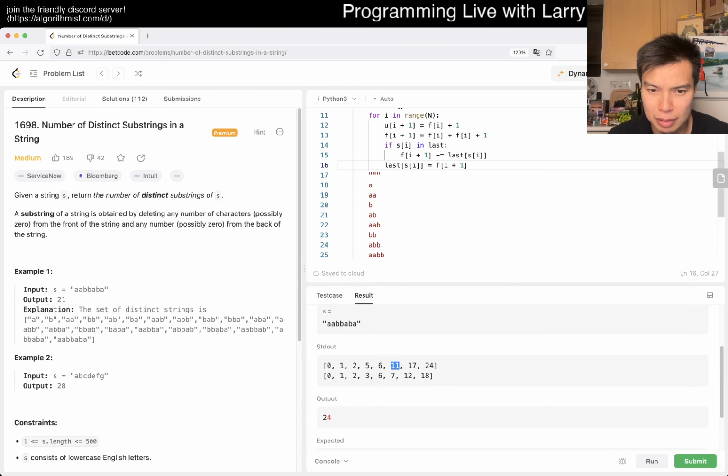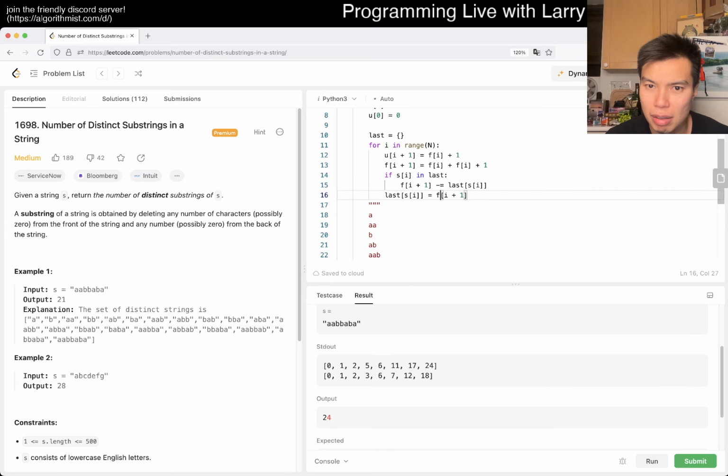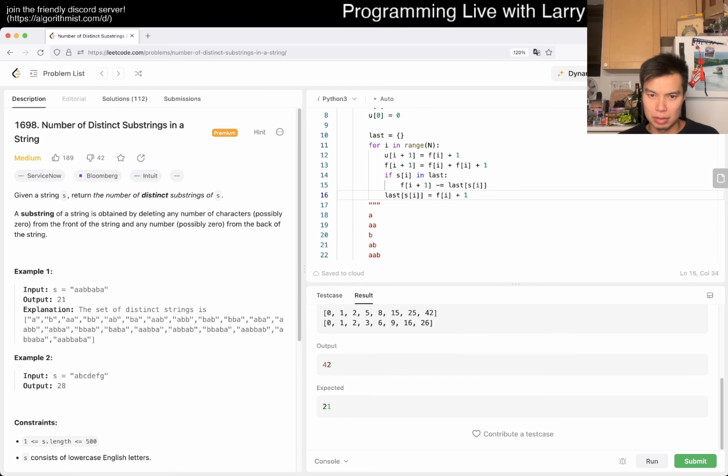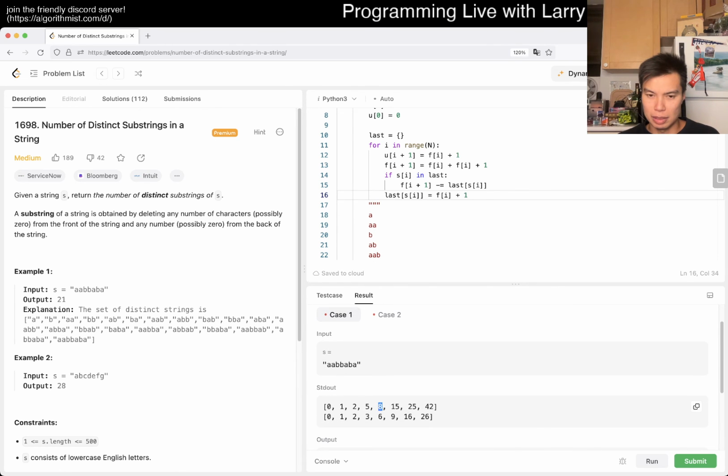Why is this 11? Well, it's 11 because this 6 is wrong. It is the number of things that ends with this character. So that's just going to be this plus 1. Right. 8. Number of things that ends with this character. So you have 8 things.